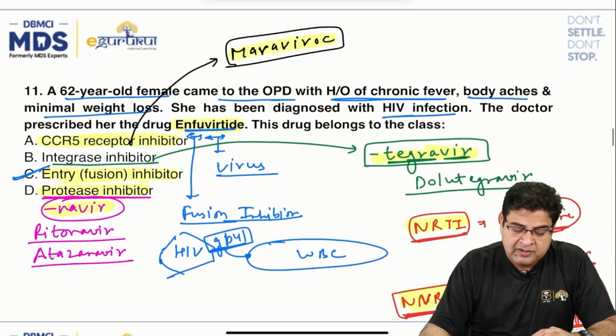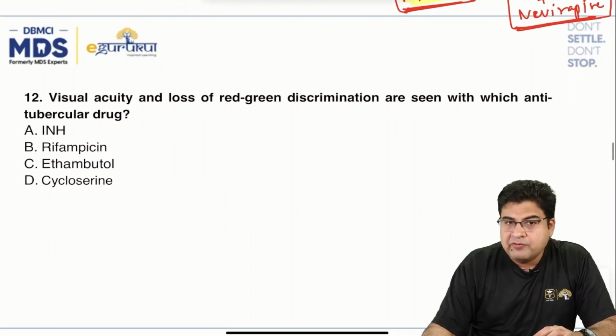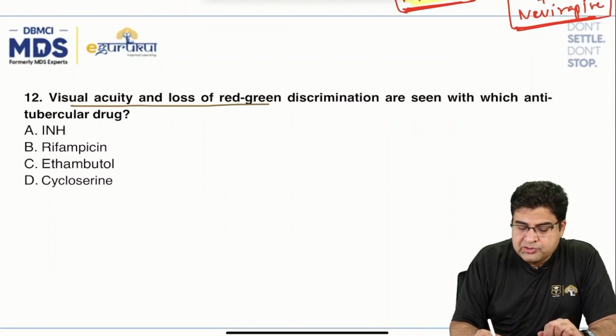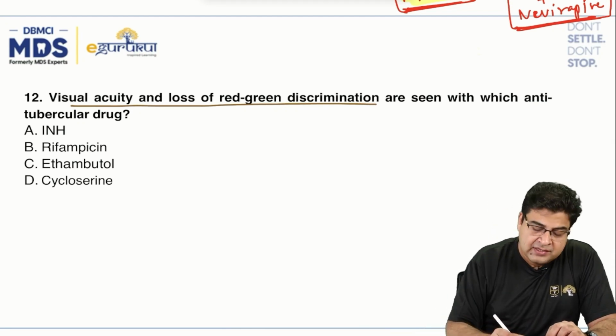So question number 11, answer is C. Let's move on to question number 12. Now visual acuity and loss of red-green discrimination are seen with which anti-tubercular drug? So the answer is ethambutol.